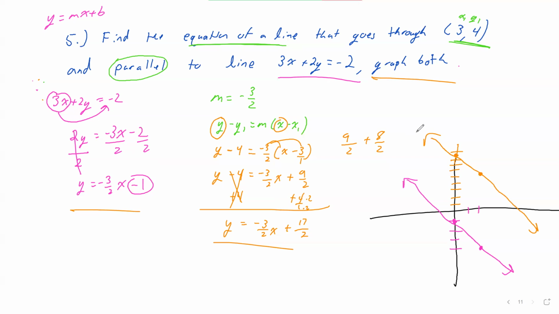Oh, the coordinates? You can. This would be 2 comma 5.5. And then this would have been 2 negative 4.